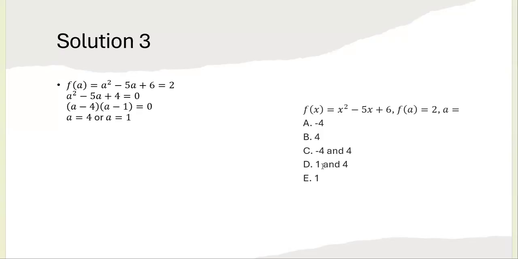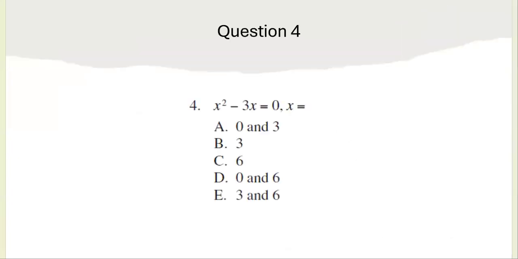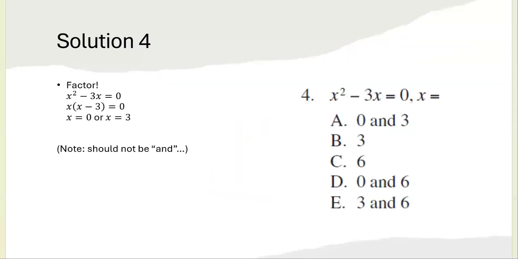I don't like how they put "and" here because it's actually 4 or 1. It can be either or, can't be and. Okay. What about this one? x squared minus 3x equals 0. What is x equal to? Again, these should be ors again. Okay, and I even wrote that here.